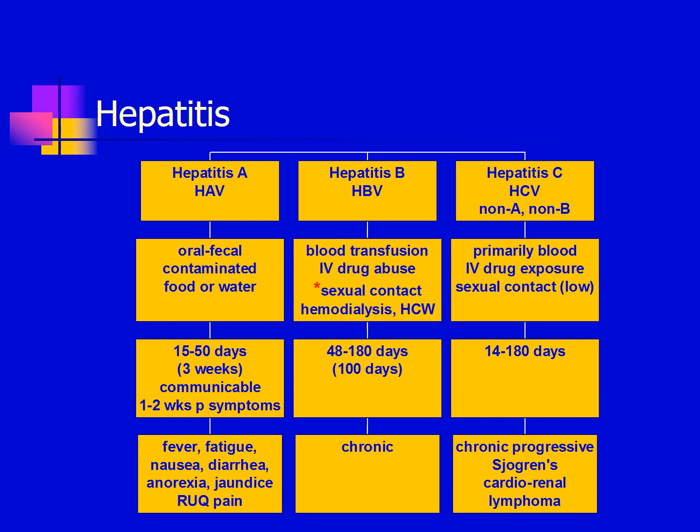Hepatitis C is primarily bloodborne, through IV drug exposure. Sexual contact is low risk. Usually the duration of hepatitis A is 15 to 50 days, and it's communicable 1 to 2 weeks after the symptoms. Hepatitis B lives longer, about 100 days, versus hepatitis C, 14 to 100 days.